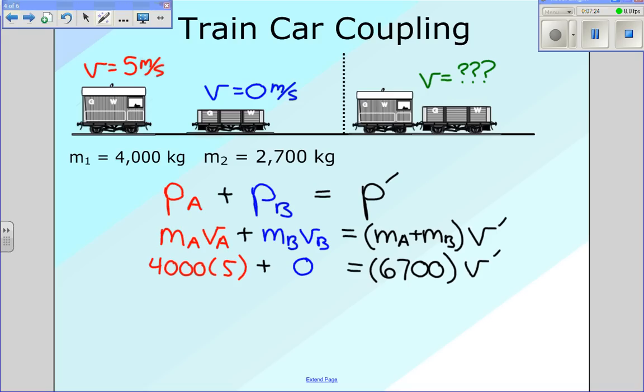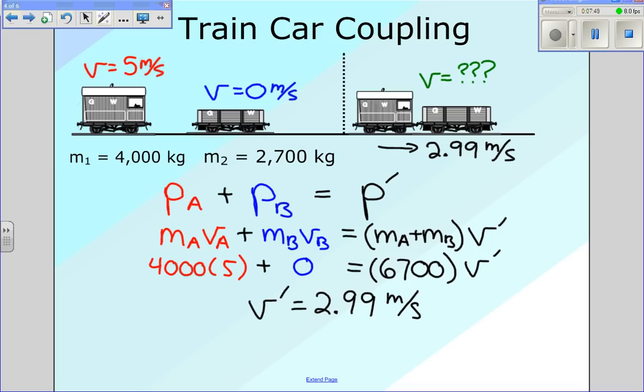After this, it's just algebra. You can work that through on your own, but we end up with a velocity after they collide that's equal to approximately 2.99 meters per second. So once these train cars come together, they move off in this direction at 2.99 meters per second.